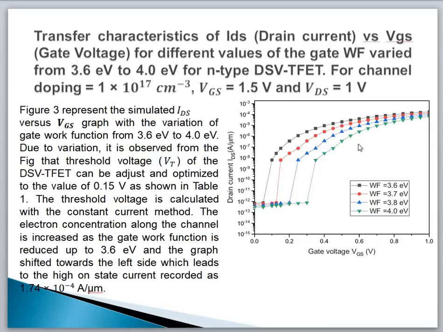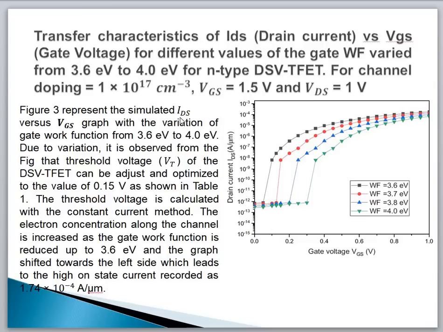This is the transfer characteristic curve of IDS versus VGS for different values of gate work function from 3.6 to 4.0 electron volt for N-type dual source vertical TFET, in which the channel doping is 10 raised to power 17 per centimeter cube, the gate voltage is increasing from 0 to 1 volt and the drain voltage is set at 1 volt. This is not 1.5, this is 1 volt.